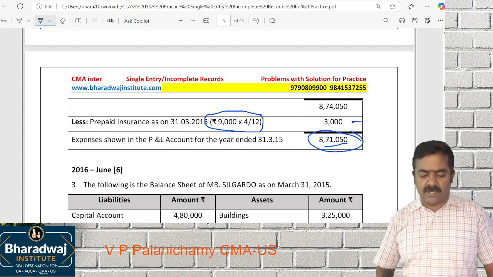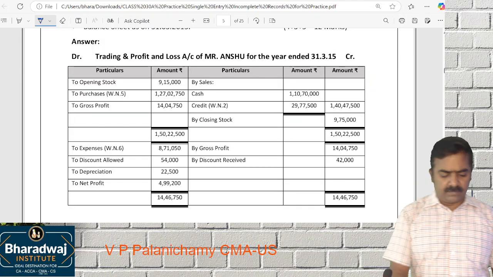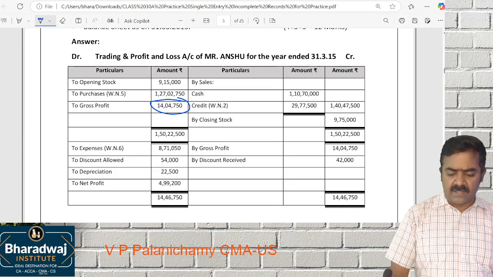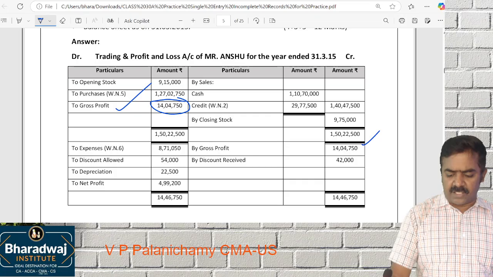Trading account we have already done. What is the gross profit that we worked out? This is nothing but 10% of sales. This we worked out. Then bring the gross profit, record the discount received, charge the expenses, and after adjusting the prepaid and outstanding, discount allowed, depreciation on fixed asset.